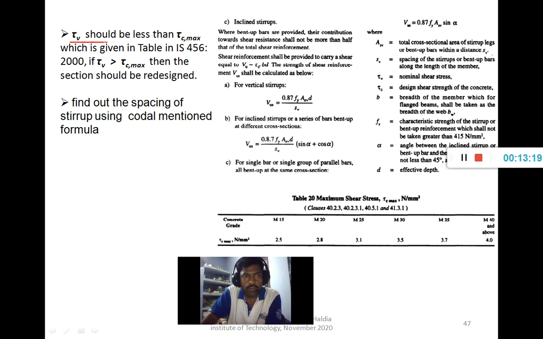And this is a very important check that you have to do in shear design. The tau v should be less than tau c max. The tau c max value is given in Table 20 for different grades of concrete. So you check that the applied shear stress should not be more than tau c max. If it is more than tau c max, then the section should be redesigned. Means you have to change the section size, reinforcement, or maybe the grade of concrete, grade of steel.